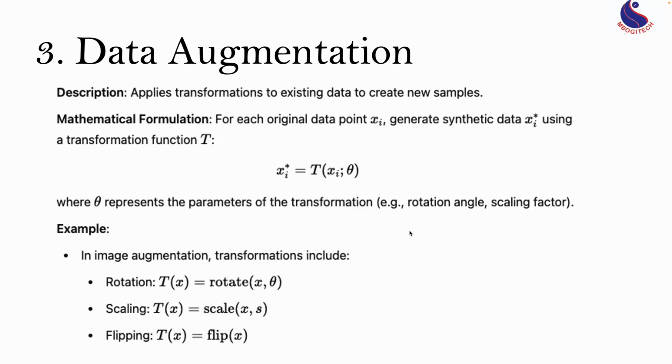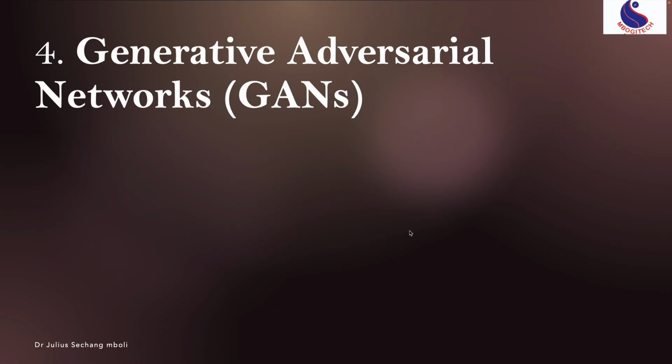Let's look at this example here. In image augmentation, transformations include rotation, scaling, and flipping, and you can see the formulas there as well. By the time we implement this in Python, if you are not yet familiar with this, you will understand this more. The fourth one here is generative adversarial networks. This is very important, and I will dwell on this more, especially when we come to the implementation. But for now, I just want to talk about it briefly.